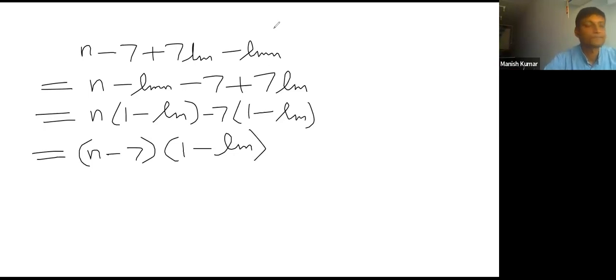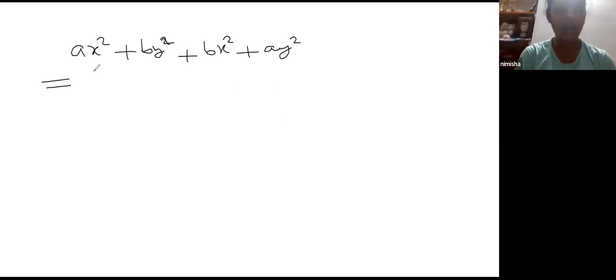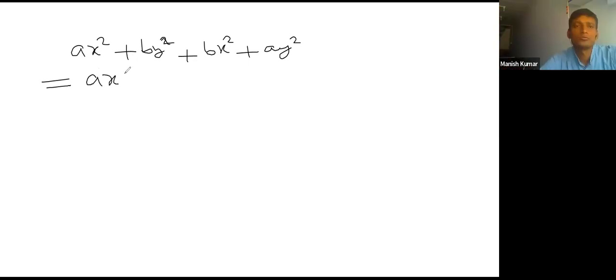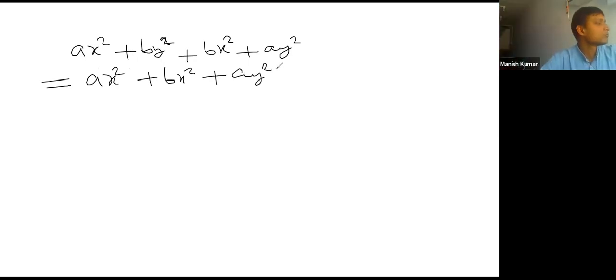Now I'm clearing this. AX square plus BY square plus BX square plus AY square equal to. Now, how to do it, Nimisha? So, AX square plus BX square, plus AY square, plus BY square equal to.